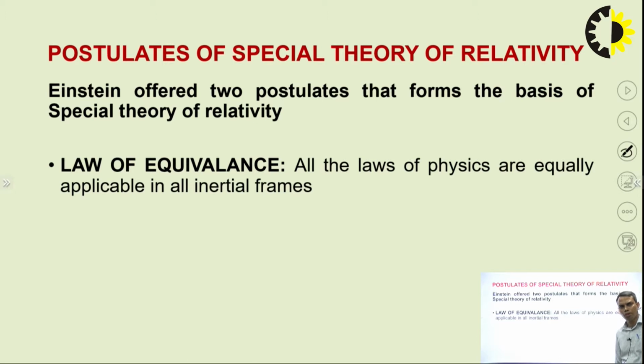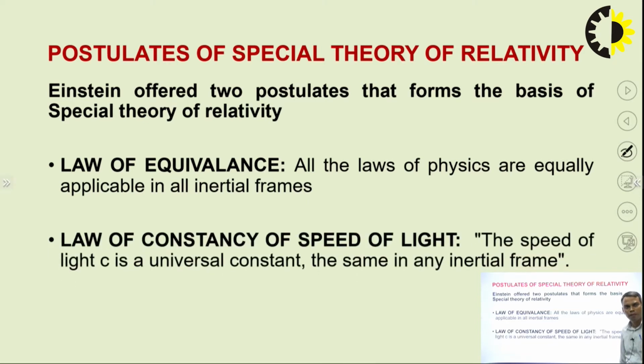Postulate number 1 is known as the law of equivalence: all the laws of physics are equally applicable in all inertial frames. So, this is postulate 1. The law of constancy of speed of light is postulate number 2: the speed of light c is a universal constant and the same in all inertial frames. So, these are the 2 postulates.